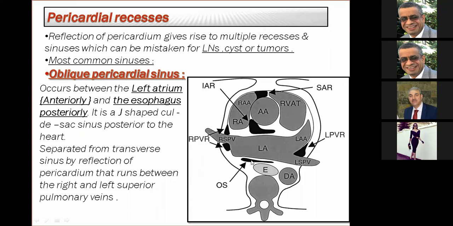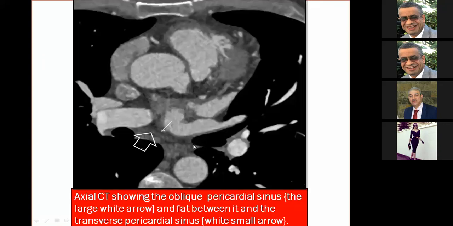So this is an illustration showing the oblique pericardial sinus. It is posterior to the left atrium and between the left atrium and the esophagus posteriorly. This is the oblique pericardial sinus. This is an axial CT showing the oblique pericardial sinus in the white arrow, and the small arrow indicates the transverse sinus. It is separated by fat.